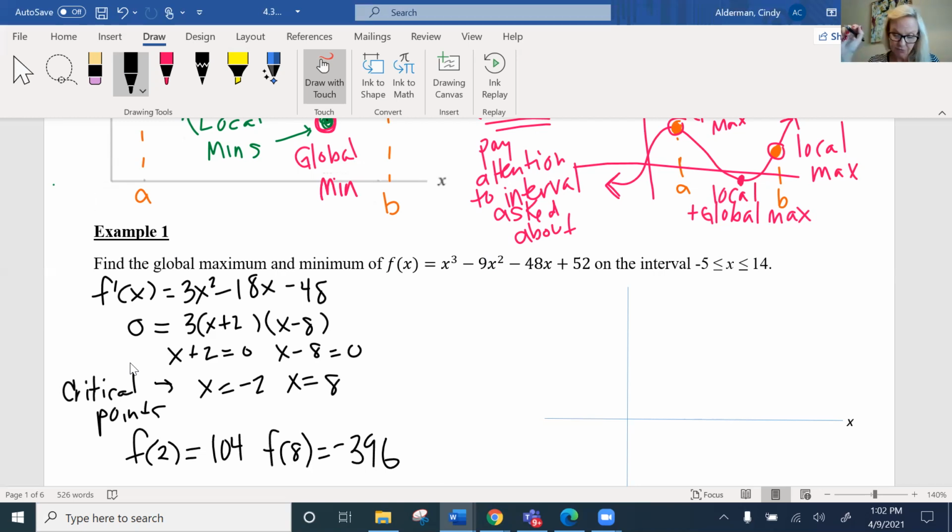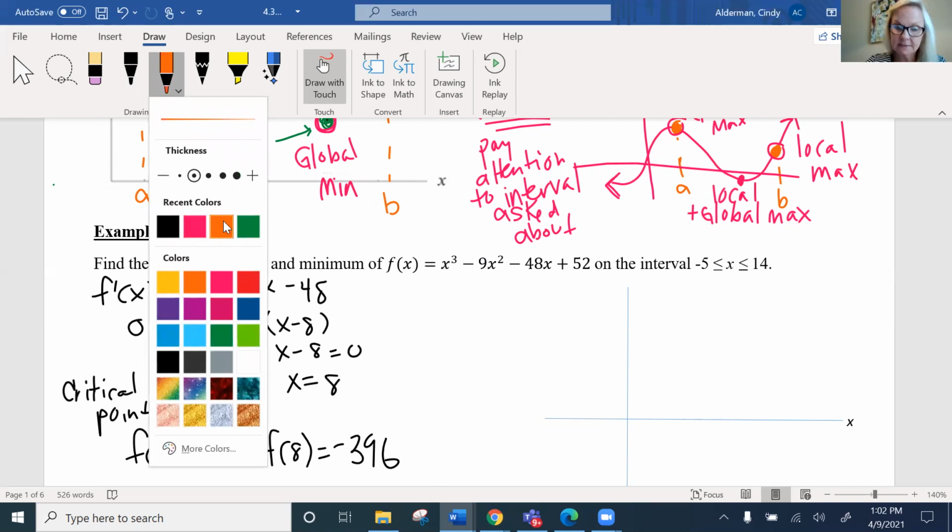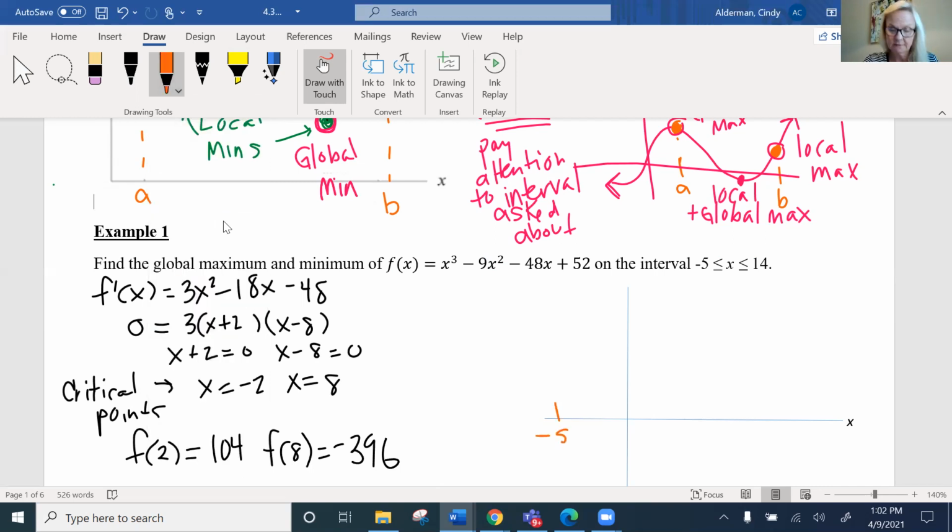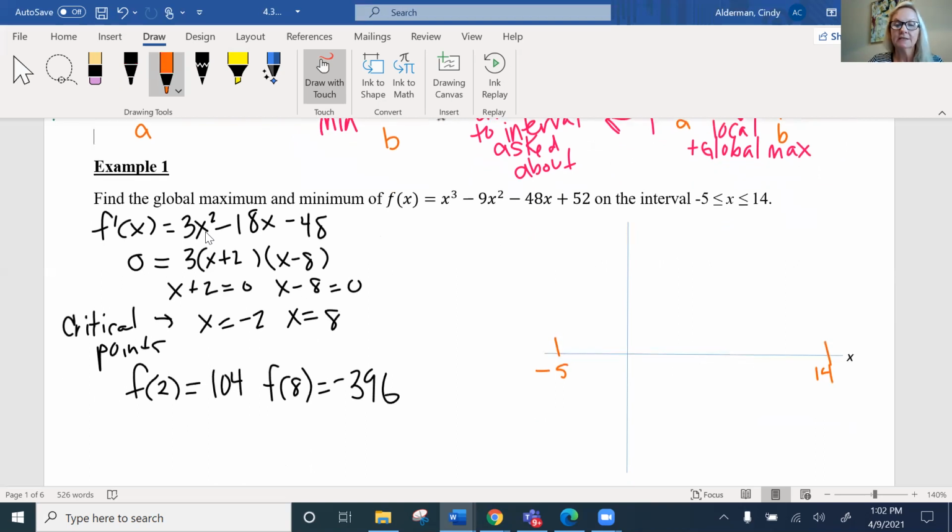Now, when they're asking about the interval from -5 to 14, let's draw that on the graph. So let's say this is -5 and this is 14. You're also going to want to look at the original function at the endpoints of your interval. So we also want to do f of -5 and f of 14. If you put -5 in, you get -58 out. And if you put 14 in, you get 360 out.